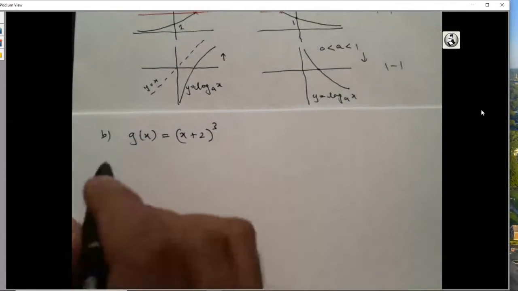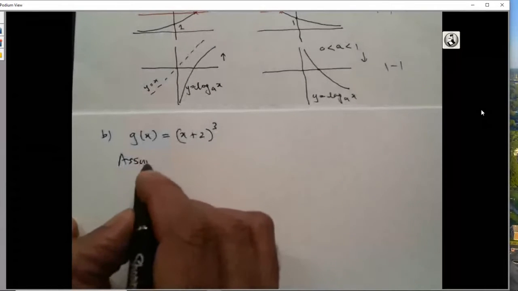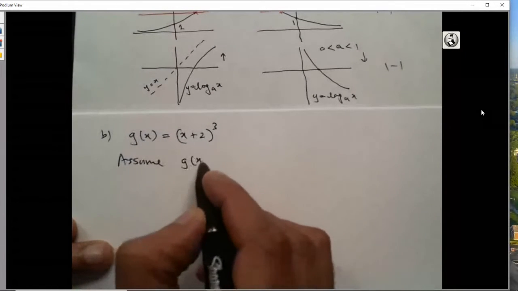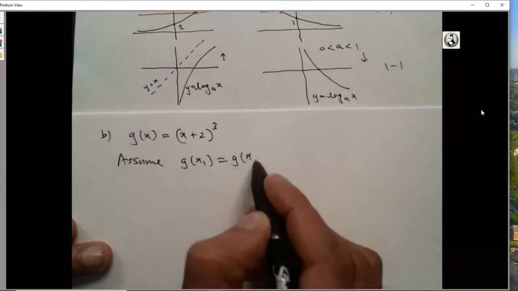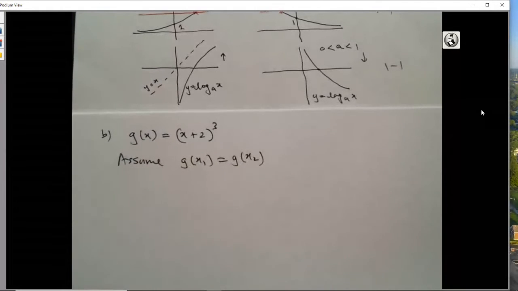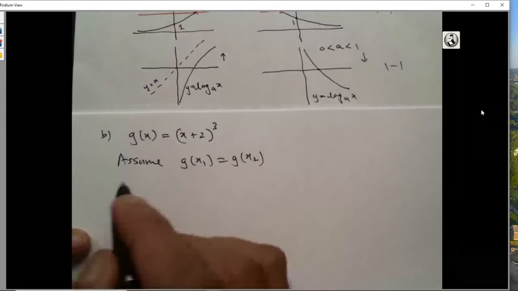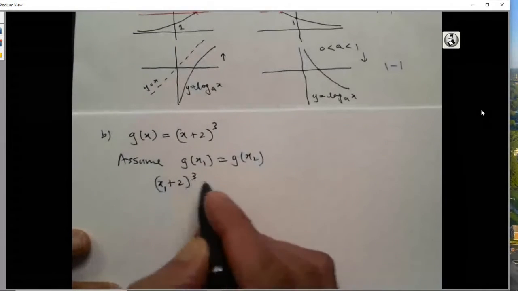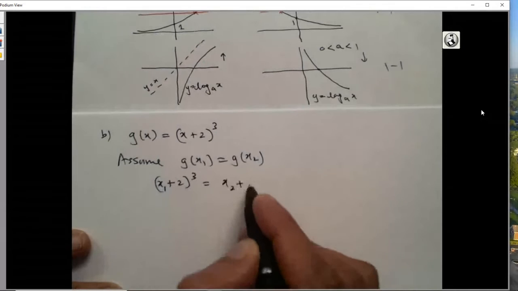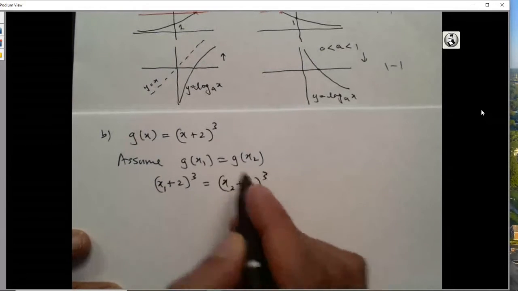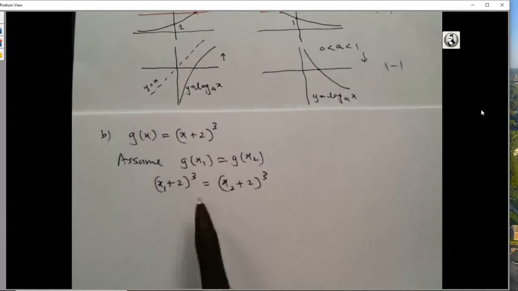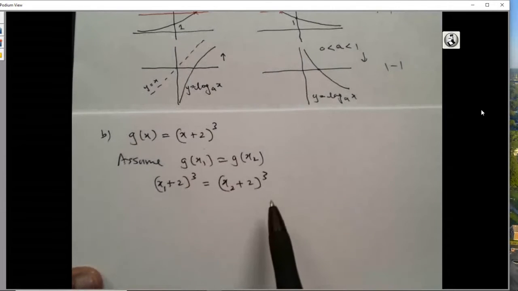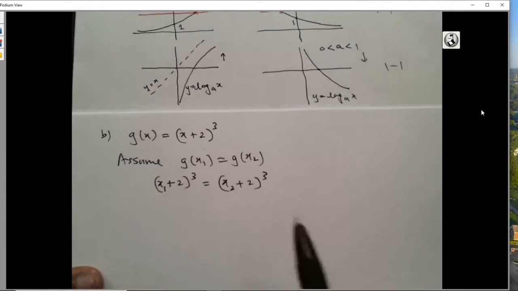So what's the algebraic version? We can assume g(x1) equals g(x2). The goal is to show that x1 equals x2. That's your goal. And so that means we're going to plug in x1. That means (x1 plus 2) cubed equals (x2 plus 2) cubed by the definition. Now we know that the cube is a 1 to 1 function. That means the input values should be the same.